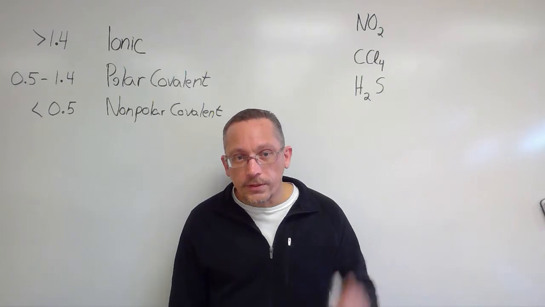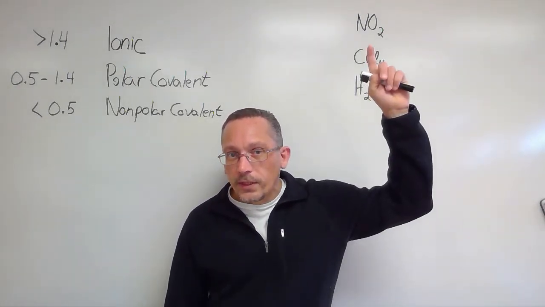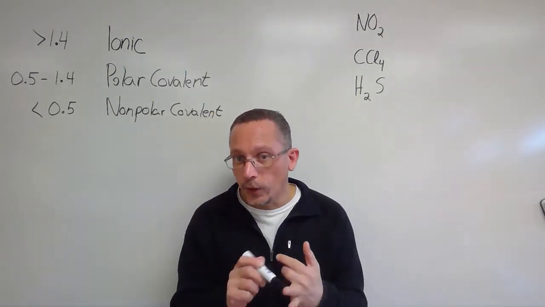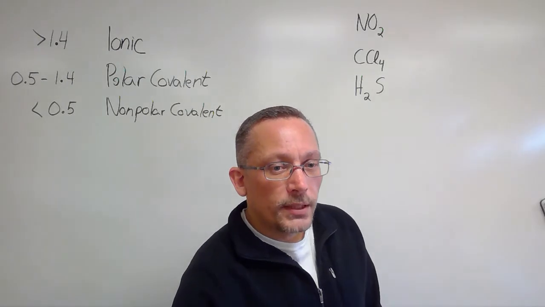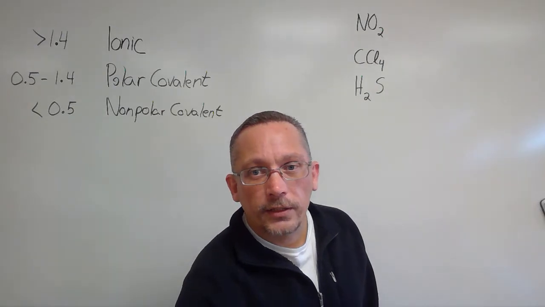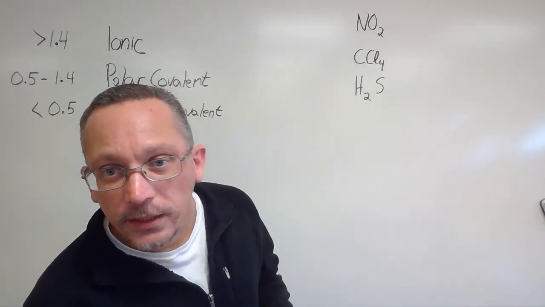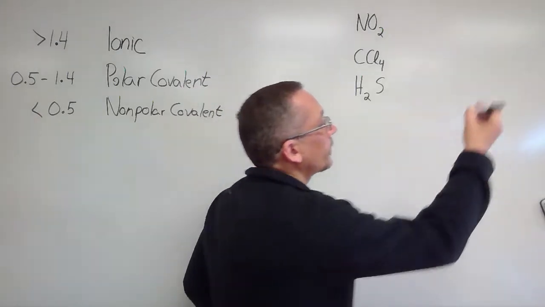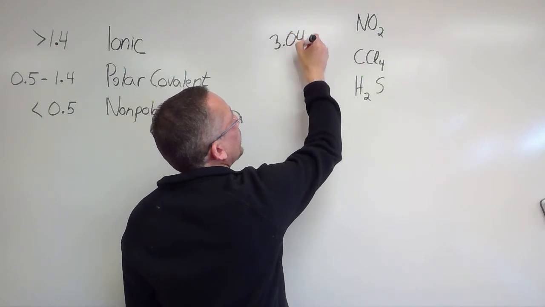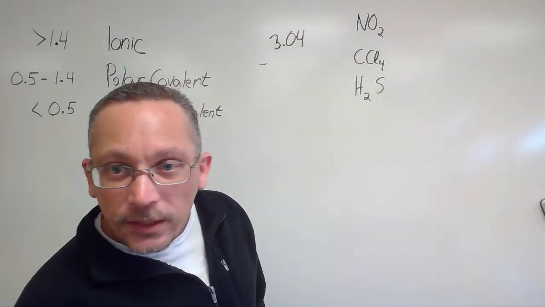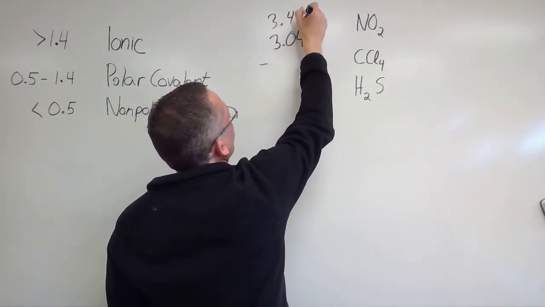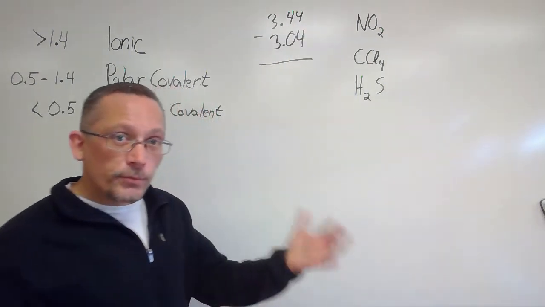So let's look at a couple examples here. I have 3 examples here. Let's look at the first one, NO2. This is a compound between N, nitrogen, and O, oxygen. So I'm going to go to ptable.com, and I'm going to look up the electronegativity for nitrogen and oxygen. It says nitrogen is 3.04, so I'm going to write in the middle here, 3.04 for nitrogen, and oxygen is 3.44. So I'll put that over 3.44. And we'll go ahead and subtract those and see what we get.